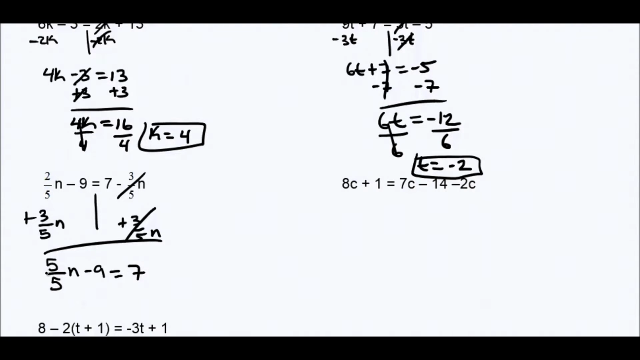Now for the sake of simplifying this, 5n divided by 5 is 1n, or just n. So I'm done with that, I don't have to bother with that. Now I only have 9 minus n equals 7. That's actually a one-step equation.